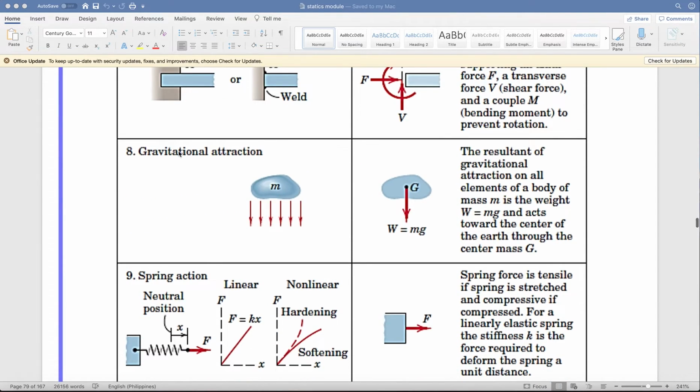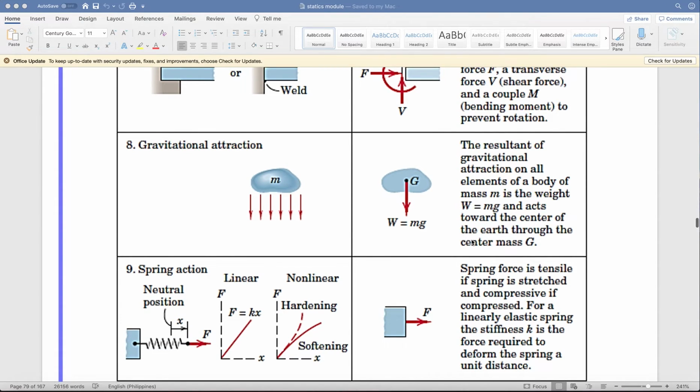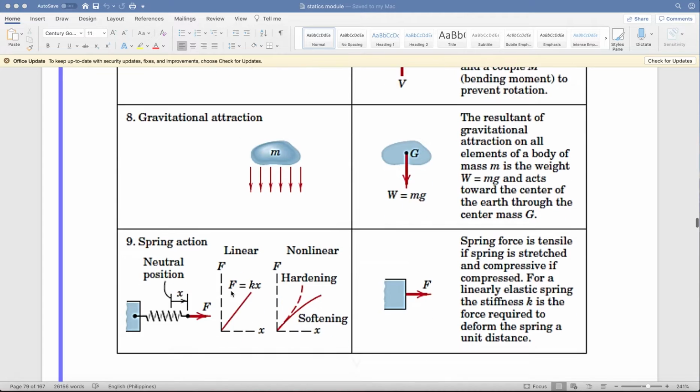Okay, gravitational attraction. At the center of gravity is where the weight of the object is acting, and weight is equivalent to mass times the gravitational acceleration. It is towards the center of the Earth. I repeat, it is always towards the center of the Earth. It is not perpendicular to any contact surface.